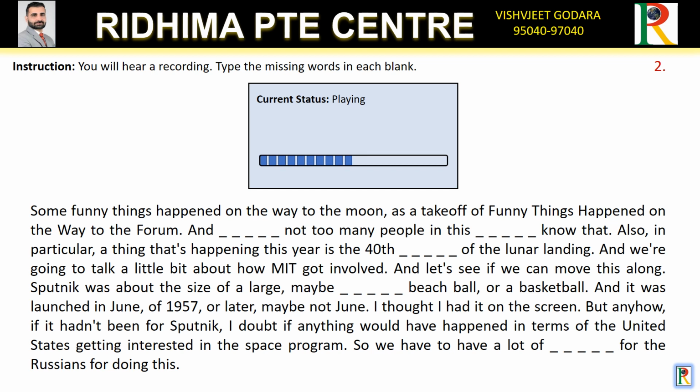Sputnik was about the size of a large, maybe oversized beach ball or a basketball, and it was launched in, I believe, June of 1957, or later, not June. I thought I had it on the screen here, but anyhow.